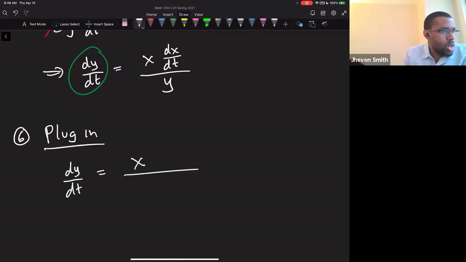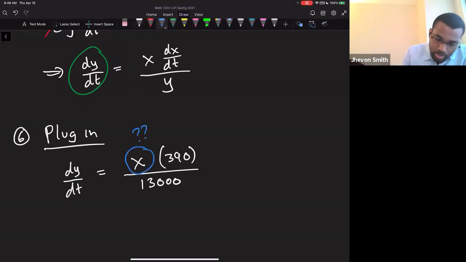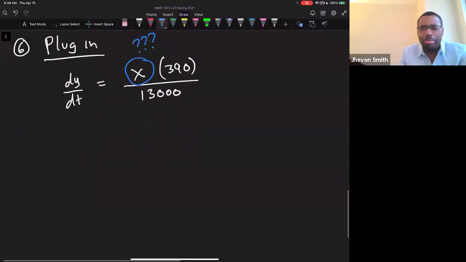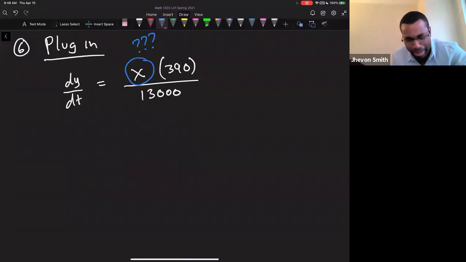x times dx/dt over y. Were we told what x is? How far is that horizontal distance? Well, dx/dt, we know that's 390. And y, we know that's 13,000. We do not know the x. What do we do? Panic. Gonna fail this test. My parents are gonna disown me. I'm not going to get into med school.